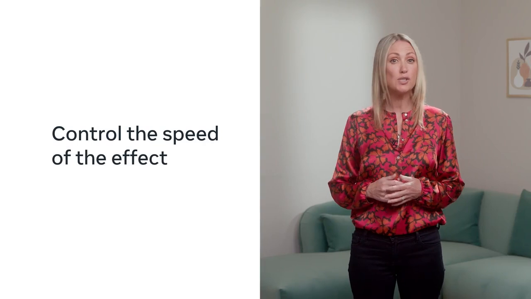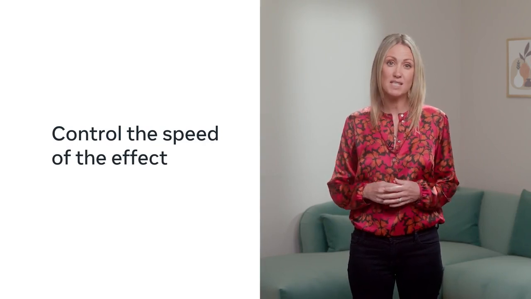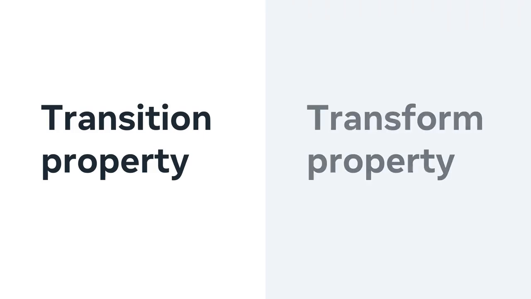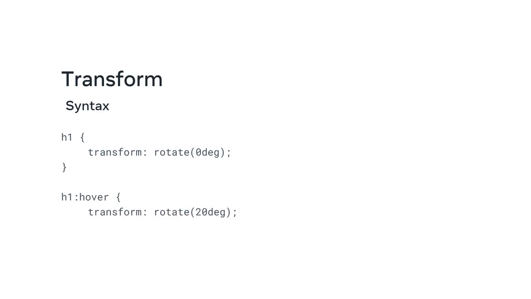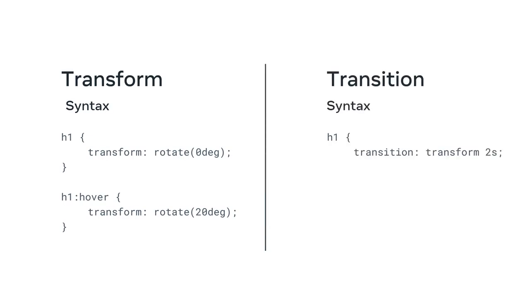To really create the illusion of motion, you need to control the speed of this effect. To do this, developers use the transition property in conjunction with the transform property. Let's explore how these two properties work together. For example, you can set up your H1 elements to rotate 0 degrees by default, but by using the hover pseudo class and the transform property, you can let the element rotate to 20 degrees when the mouse hovers over it. Without a transition, the rotation will be instant. But by adding the transition property with the value transform 2s, the rotation will animate over 2 seconds.